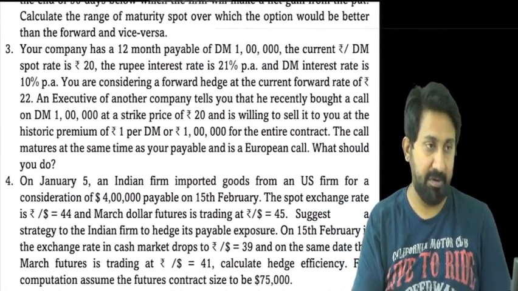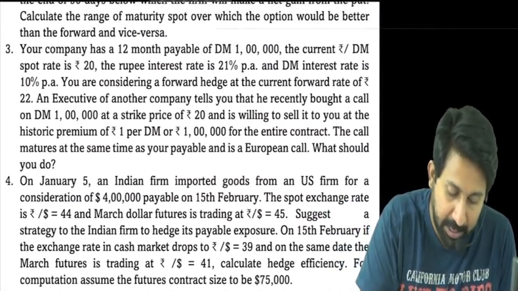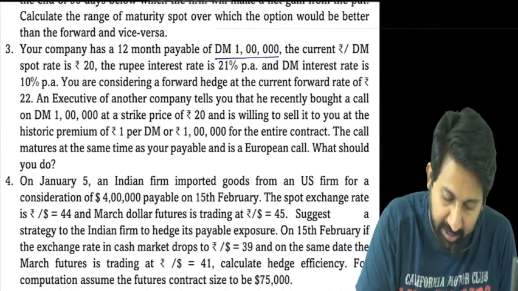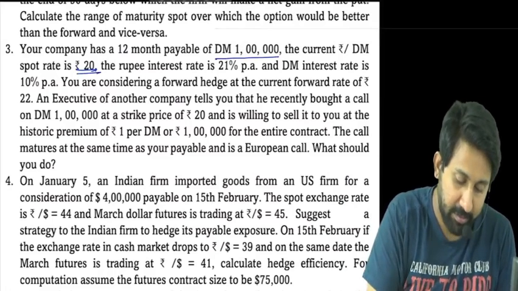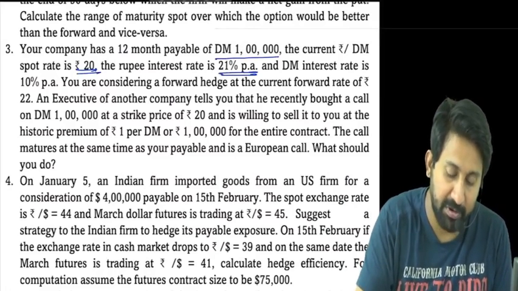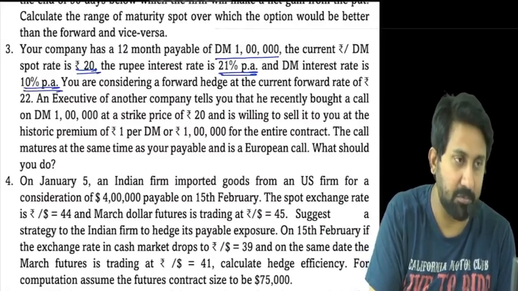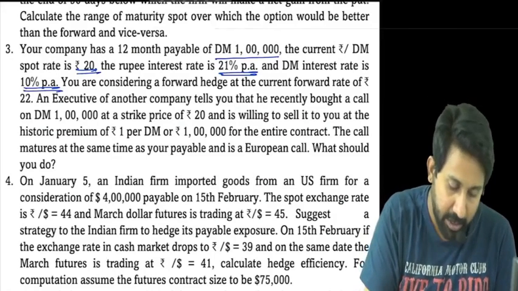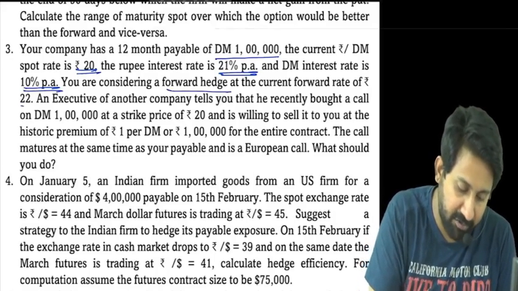Next, the third one. Your company has a 12-month payable of DM 1 lakh and the current rupee by DM spot is rupees 20. The rupee interest rate is 21% per annum. The DM interest rate is 10% per annum. To confuse you, both the rates are given. You are considering a forward hedge at the current forward rate of 22.